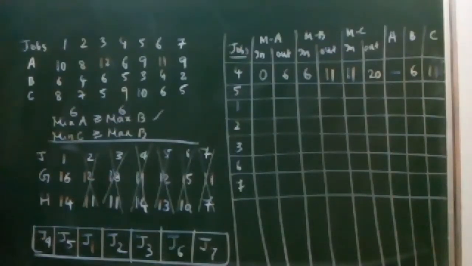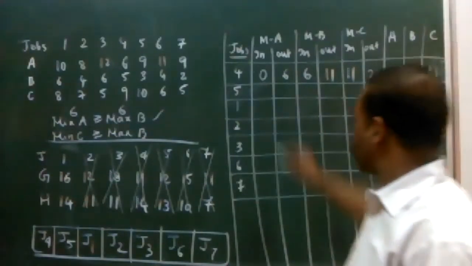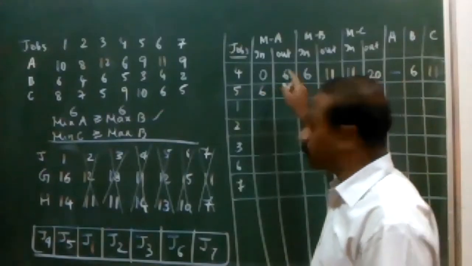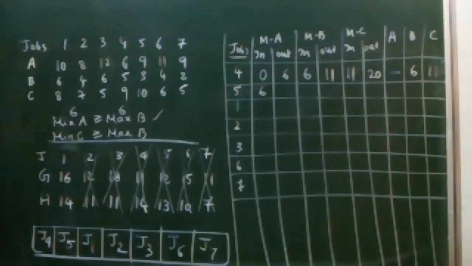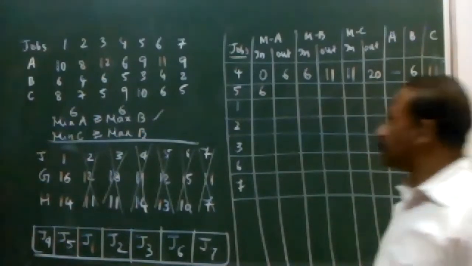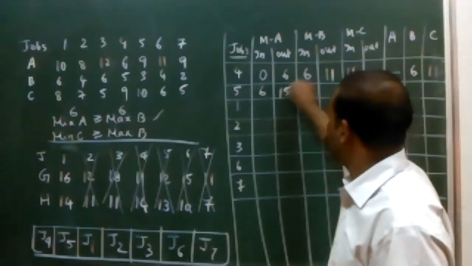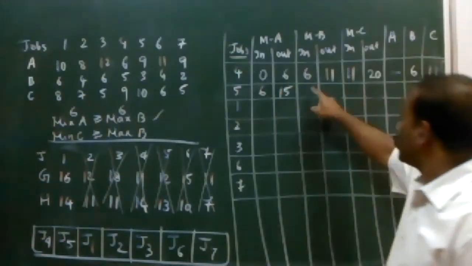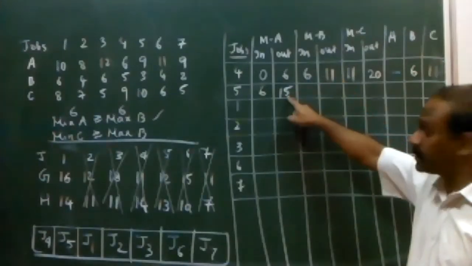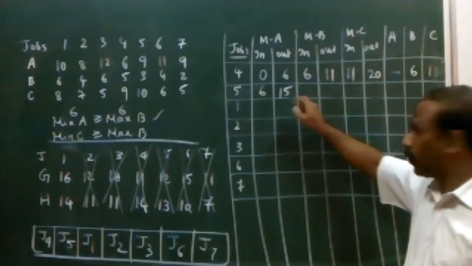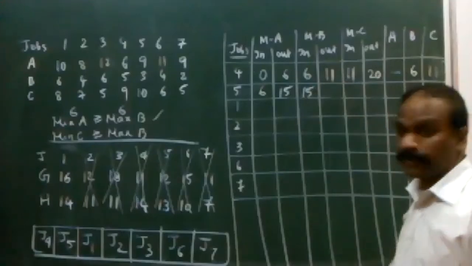Now let's go back to the second job, job number 5. So job number 5 starts at what time? It starts at 6 because A is independent. Remember this. Job number 5 takes 9 minutes, so 9 plus 6 is 15. Here even though the job is finished early, since A is still going on, I'm supposed to start only at 15.